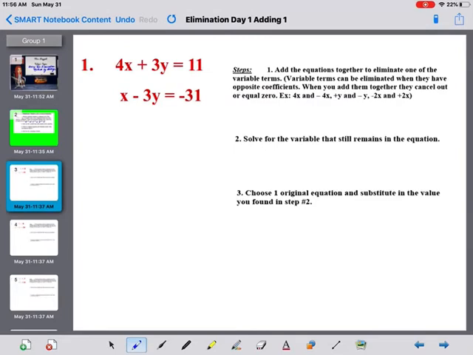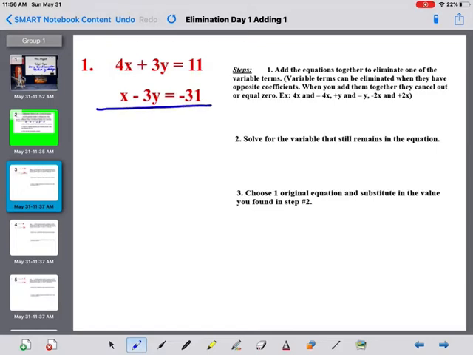So here is our first example. Notice we have two equations, and both equations have an x and a y in it. In order to solve for both variables, we're going to have two equations. We said earlier, our first step is to look for the variable terms that we can cancel out because they're opposites. So we have 4x and 1x. Those are clearly not opposites. But we have positive 3y and negative 3y, which are.